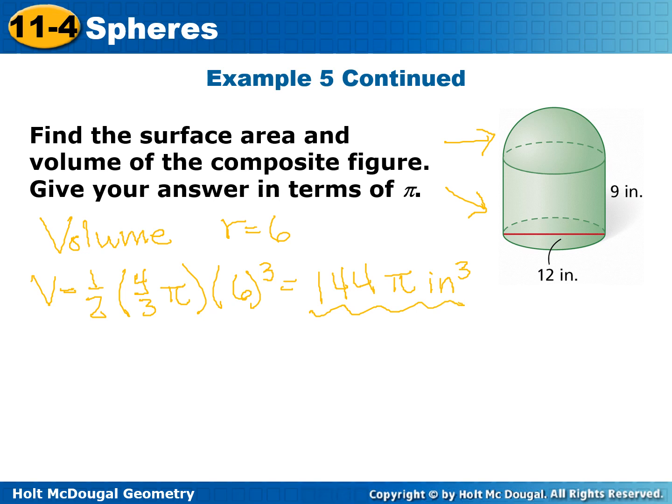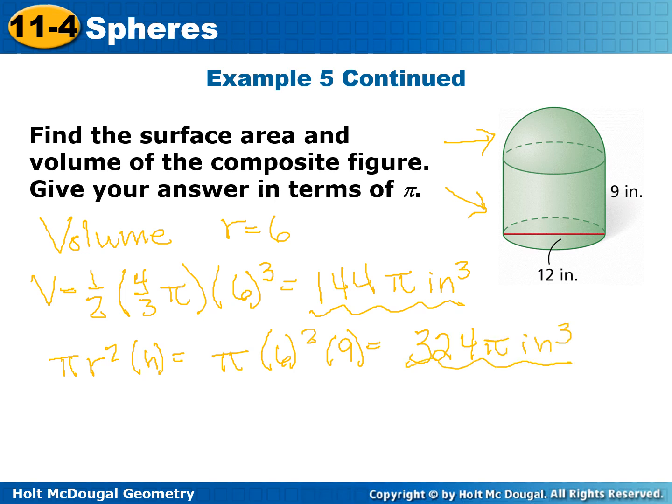And then we're going to add that to the volume of the cylinder, which is pi r squared times the height. So pi, and r is once again 6, so 6 squared, and the height is 9. That's going to give us 324 pi inches cubed. And then we add those two numbers together, and the volume is going to be 468 pi inches cubed.